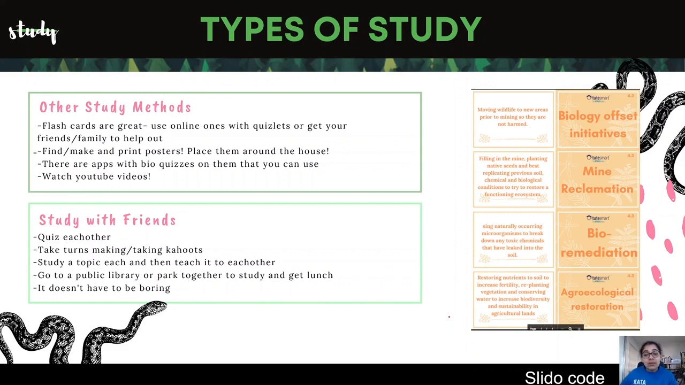Find, make and print posters. There are apps with bio quizzes that you can use, but they're not always reliable because sometimes the questions may not be ones you need to know. Watch YouTube videos. That's really important, because with some of the processes, they can really help you understand. For example, the whole eye process, definitely check out that YouTube video.